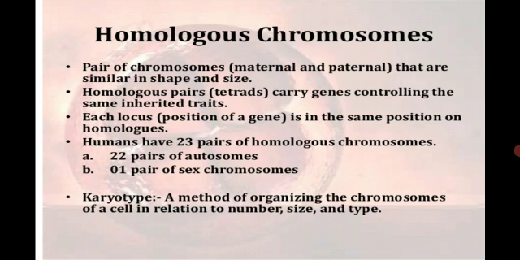And what are the homologous chromosomes? It's the pair of chromosomes from the maternal and the paternal partners that are similar in shape and size. Homologous pairs carry genes controlling the same inherited traits. Each locus is in the same position on the homologous chromosomes. Humans have 23 pairs of homologous chromosomes, 22 pairs of autosomes, and only one pair of sex chromosomes. What is the karyotype? A method of organizing the chromosomes of a cell in relation to number, size, and type.